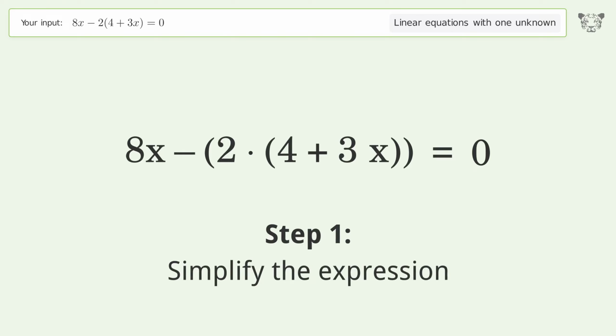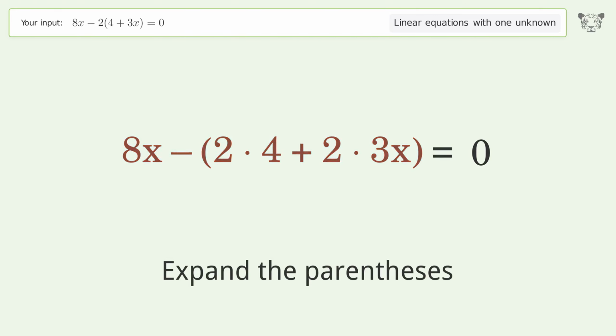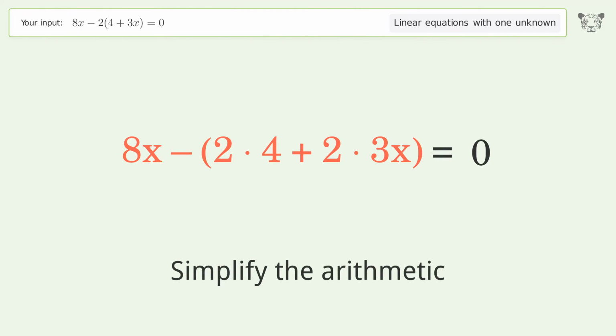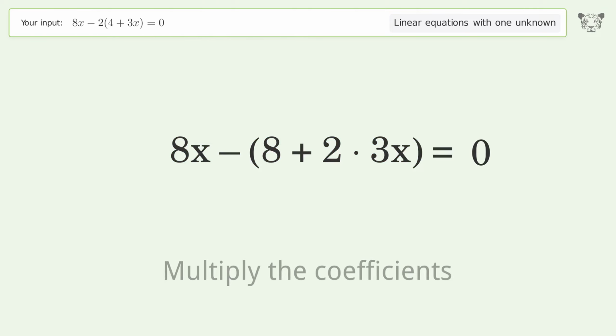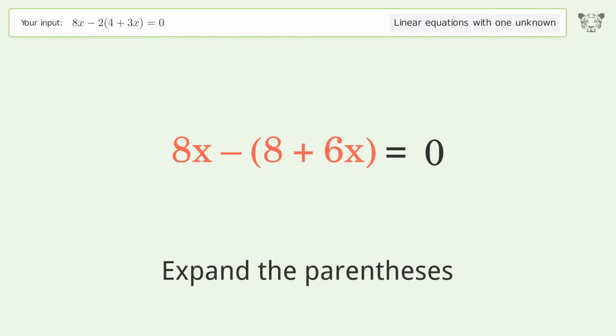Simplify the expression. Expand the parentheses. Simplify the arithmetic. Multiply the coefficients. Expand the parentheses.